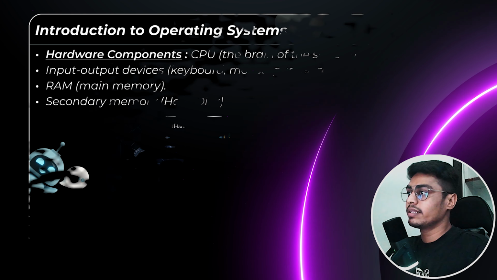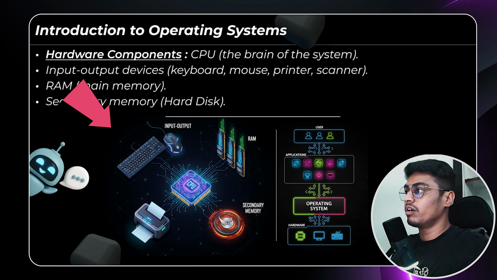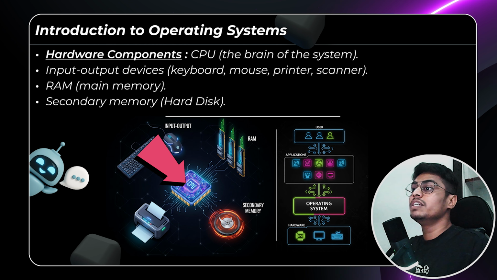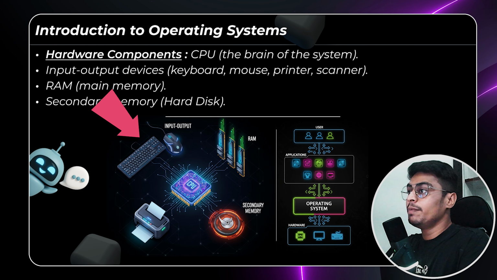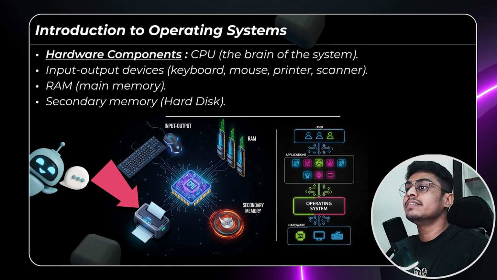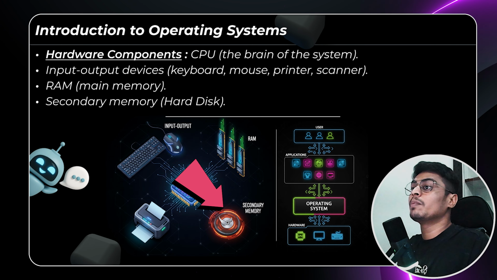Now if we look at the diagram, which of these is a hardware? If we take the scenario of a laptop or desktop, what hardware basically includes is the CPU, which we call the brain of the system, the input output devices, which include keyboard, mouse, printer, scanner, then the RAM, that we call the main memory, then secondary memory, the hard disk. These are examples of hardware.